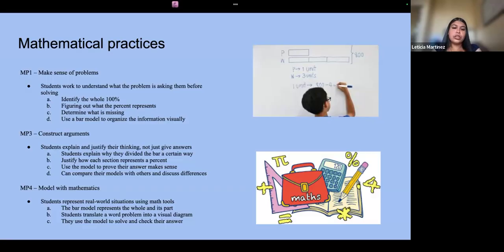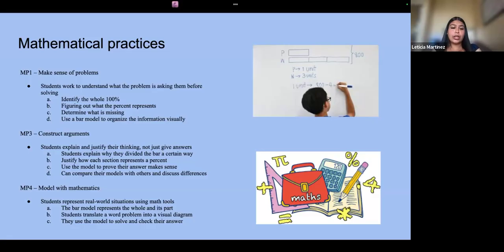Students explain why they divided the bar a certain way. Sometimes they may go into a deeper version and do it the longer way as dividing the 100 when there's a simpler way. They'll justify how each section represents the percent. They use a bar model to provide their answers so that it makes sense. And they can compare their models with others to discuss differences and see how others may have done the problem.